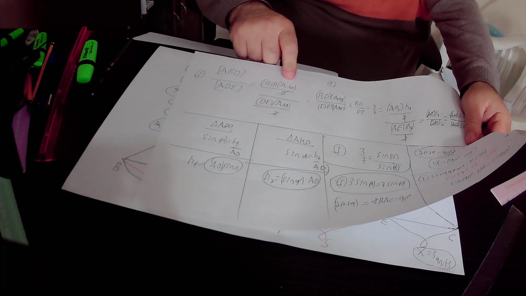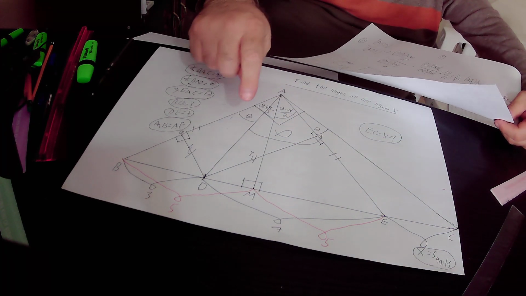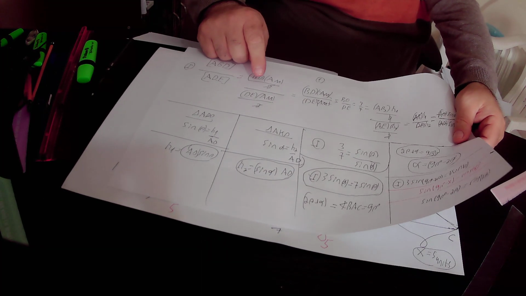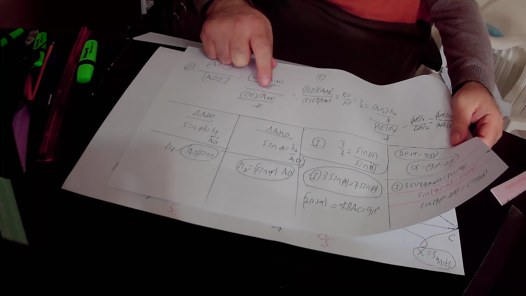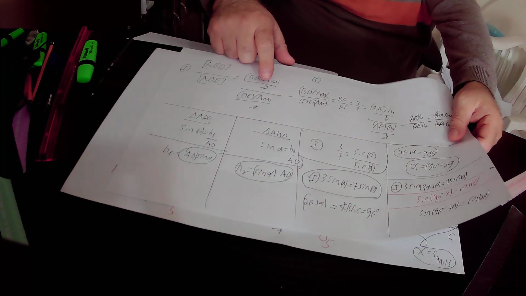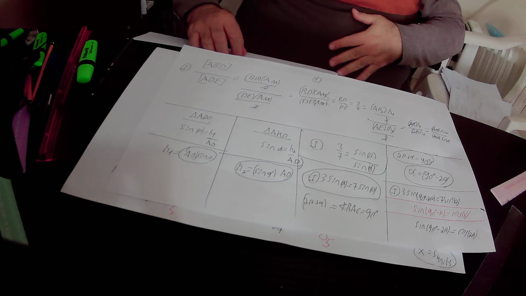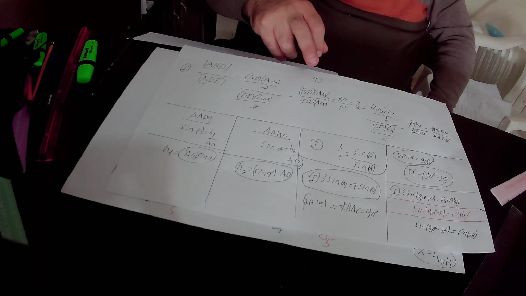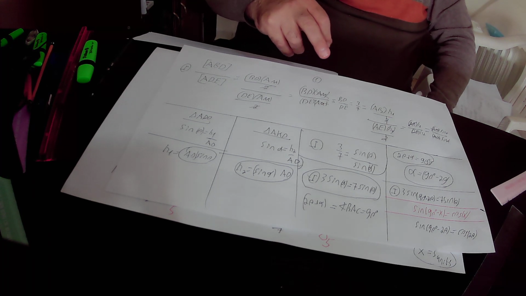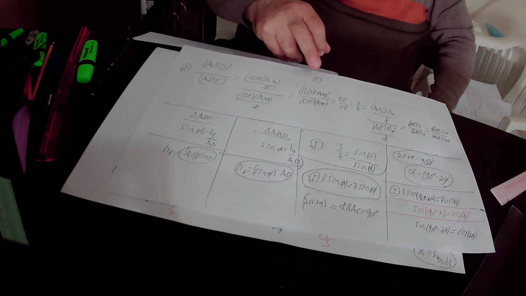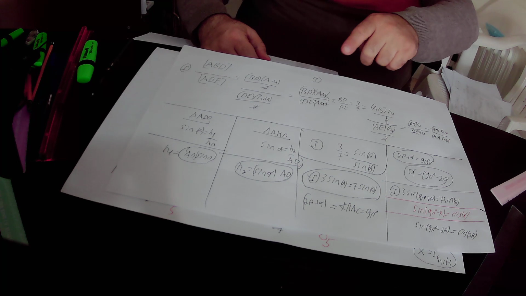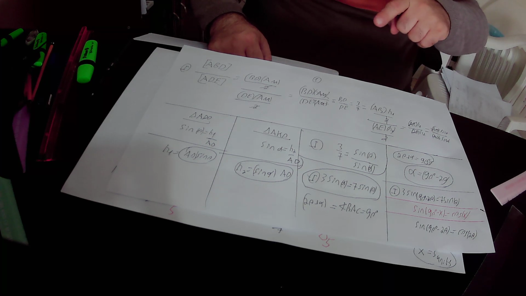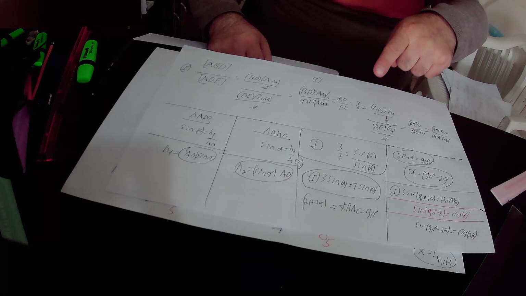The base BD times the height AM over 2, and the area of triangle ADE is equal to the base DE times the height to the base, that is AM over 2. Here we have 2 in the numerator and 2 in the denominator, so 2 will get cancelled. After we cancel 2, we are left with BD times AM over DE times AM. So we have AM in the numerator and AM in the denominator, so AM will get cancelled, and we are left only with BD over DE. BD equals 3 units, DE equals 7 units.